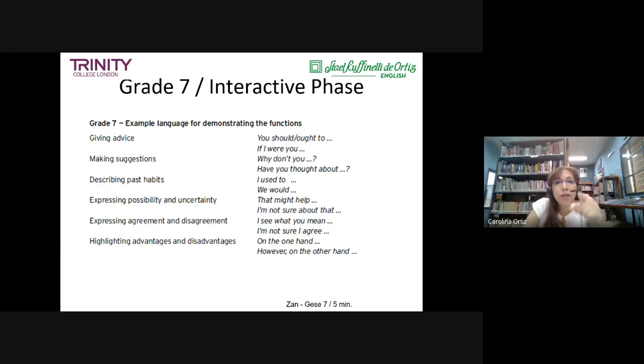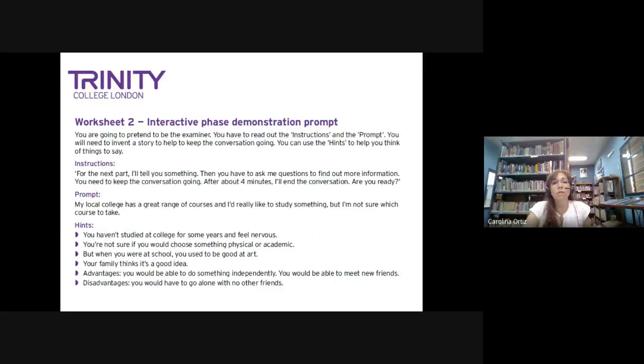We would be expecting him or her to use this type of expressions when describing past habits, when asking for certainty, when giving advice. Okay, so for example, if you are the teacher, you need to keep in mind these hints. You haven't studied college for some years and you feel nervous. This is information that you can have on your side. You're not sure if you would choose something physical or academic, but when you were at school, you used to be good at art. Your family thinks it's a good idea.